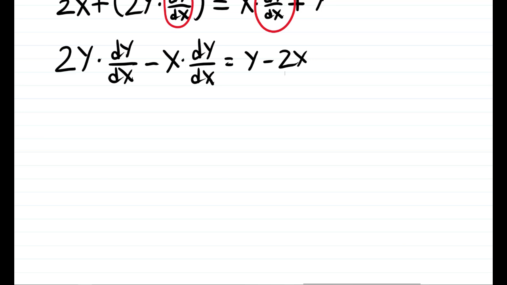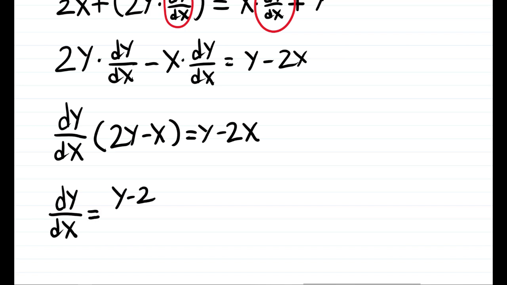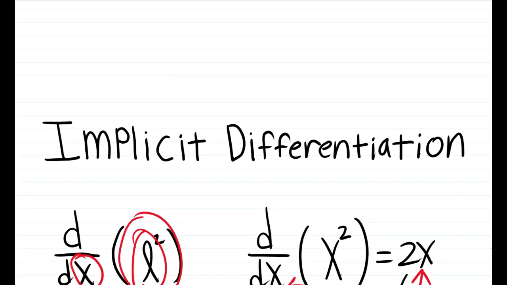So now let's factor out dy/dx from the left side of the equation. Doing that, we get dy/dx times (2y minus x) is equal to y minus 2x, which actually gives us a final answer: the derivative of this equation, dy/dx, is equal to (y minus 2x) over (2y minus x). And that's the beauty of implicit differentiation. We're able to find the derivative of more complex functions.